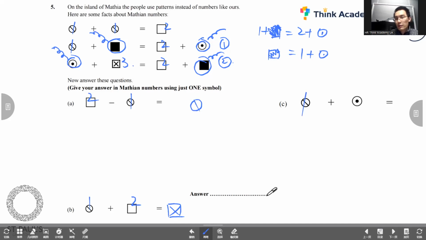Yeah, 1 plus dotted circle looks familiar, which is this one over here. We have an equation. It's on the left-hand side, and it's on the right-hand side of the equation. We can just take the symbol, the black square on the left-hand side of the equation, and put it as our answer. Black square.